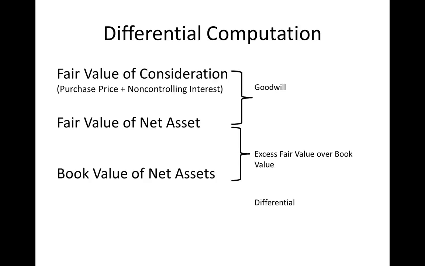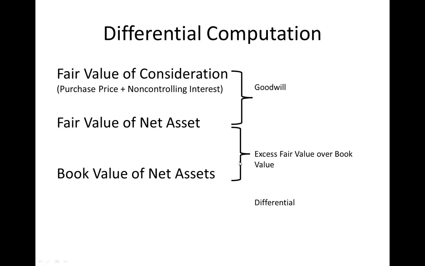Differential computation. As we progress through the combination process, we need to lay the groundwork for a few things to get us moving forward. The first is the differential computation, which we're going to use throughout the semester, and it's going to help us identify what is goodwill and excess fair value over book value, so that when we do some journal entries starting in Chapter 4, it'll be easy to identify things.